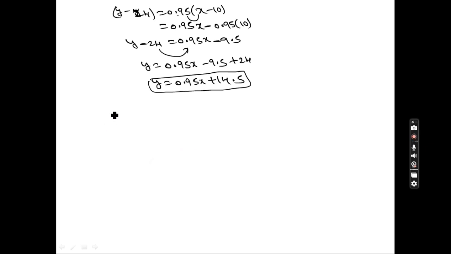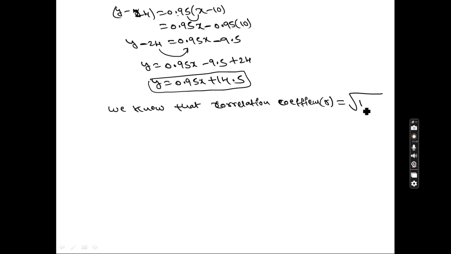Now what is asked? The correlation coefficient, which is denoted with the letter R. To calculate this we have a formula: R is the square root of bxy into byx. So if you multiply the regression coefficient of x on y and the regression coefficient of y on x, and take the square root, you will get the answer R. In this problem both are 0.95.